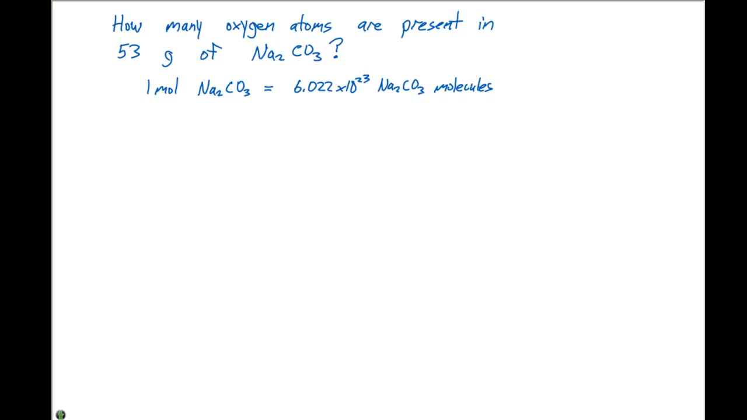And we can use the periodic table to determine how many grams are going to be present per mole. So if we look at the periodic table, sodium has a molar mass of 23, carbon 12, oxygen 16. So 23 times 2 plus 12 plus 3 times 16 is going to equal 106 grams. So 1 mole of Na2CO3 is equal to 106 grams.